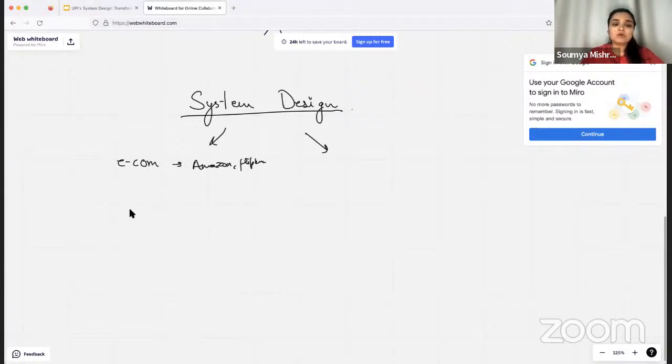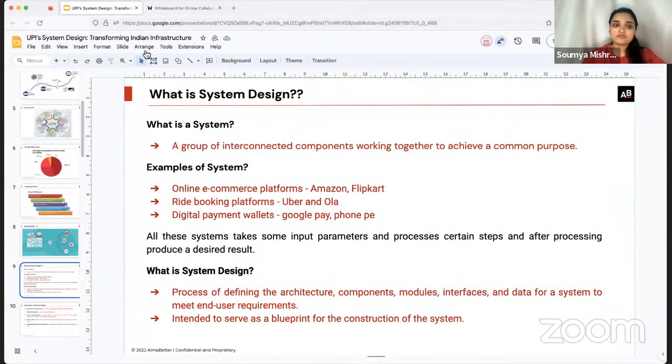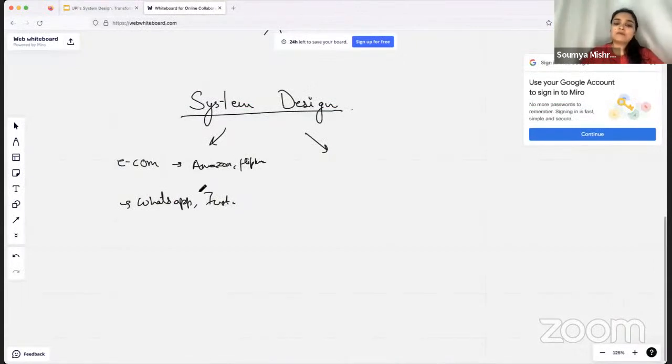If we talk about social media systems, you have got WhatsApp, you have got Instagram. Not naming everything over here, but you get what a system is, right? I hope everybody gets what a system is. The definition says that a system is a group of interconnected components working together to achieve a common purpose. Let's take the example of Amazon, not as a company, but Amazon as an e-commerce site.